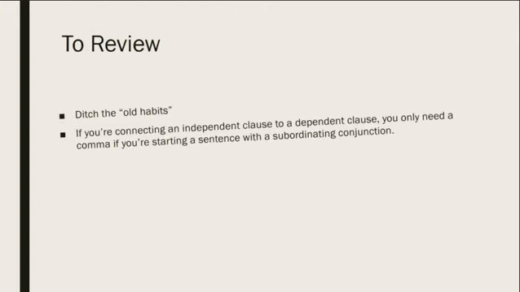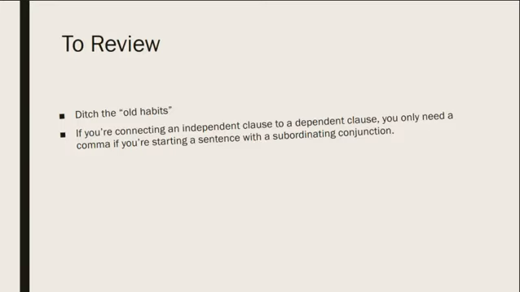So, like we said before, when it comes to reviewing for this stuff, you're going to ditch those old habits. And like it says, if you're connecting that independent clause to a dependent clause, you only need a comma if you're going to start the sentence with a subordinating conjunction.